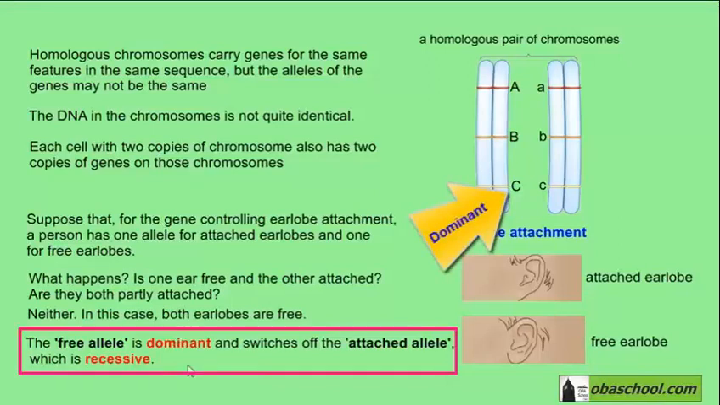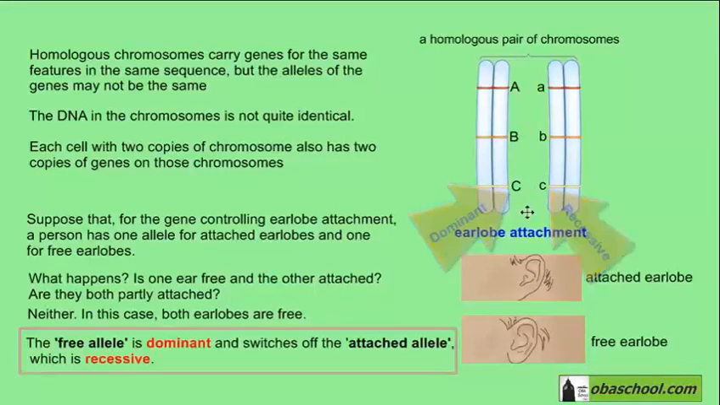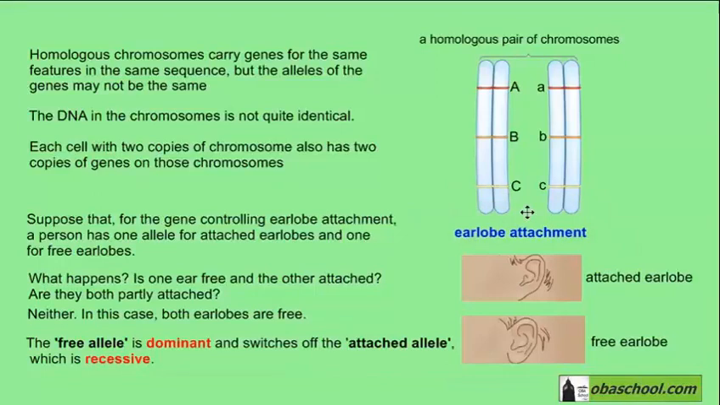The dominant allele is denoted by a capital letter, and the recessive allele, or the one that is going to be masked by the dominant allele, is denoted by a lowercase letter. Both are the same letter since they are alleles of the same gene.